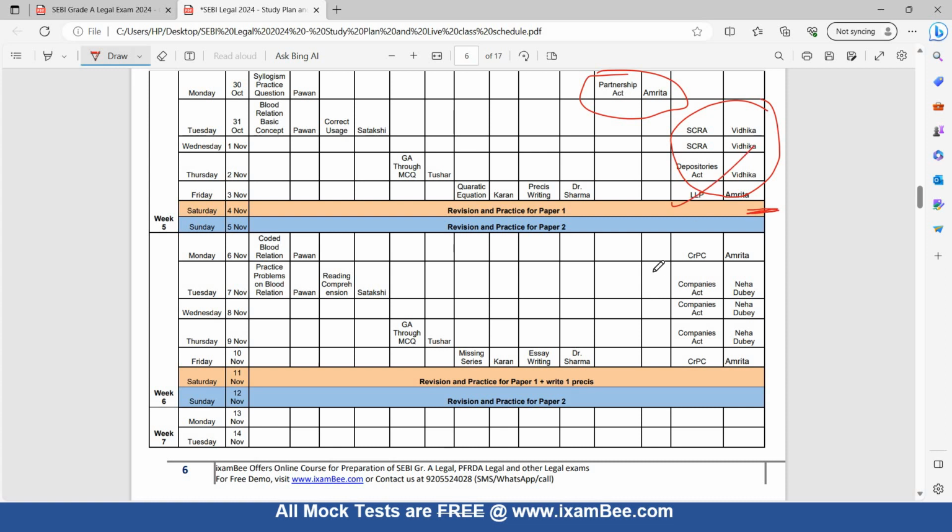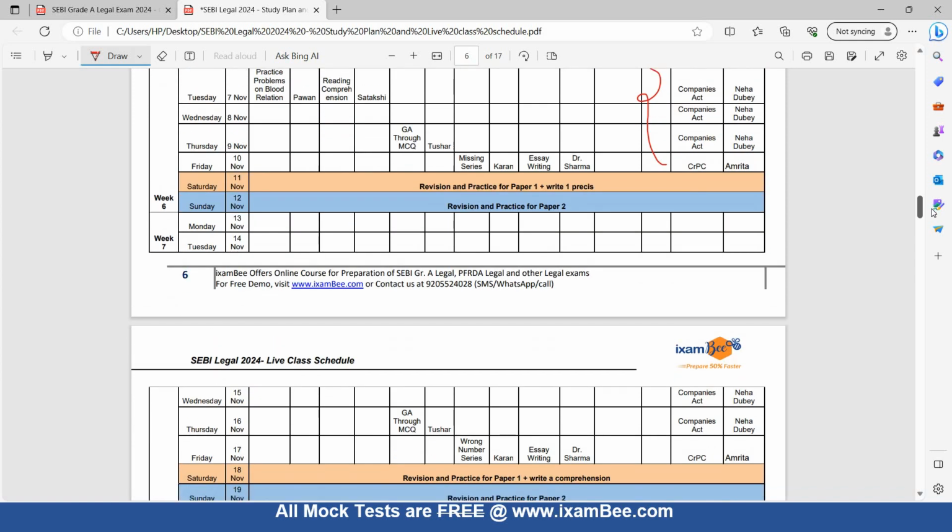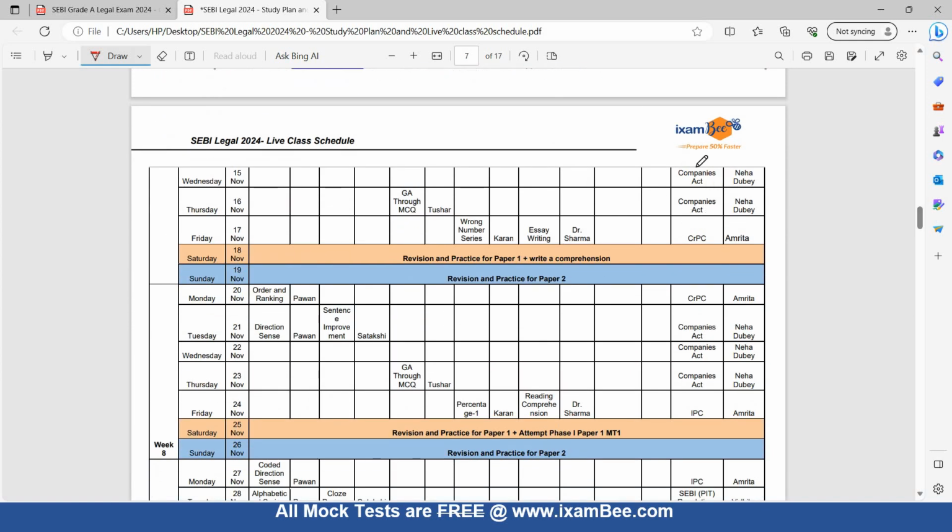LLP is done. Then you will be starting with CRPC and Companies Act, all phase 2 topics. So if you see, the next 5-6 weeks are devoted to phase 2 topics. So in week 7, Companies Act and CRPC will be covered. Then again week 8, Companies Act, CRPC and IPC. So we are giving you sufficient time to even study along with us in the class and also at the same time self-study, practice, attempt questions with respect to the topics that you are going to cover in that week.